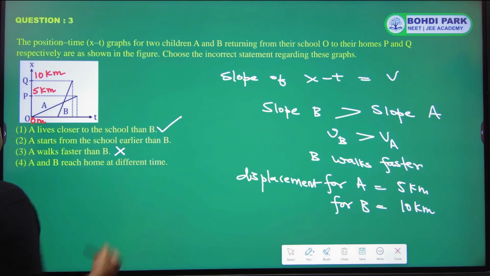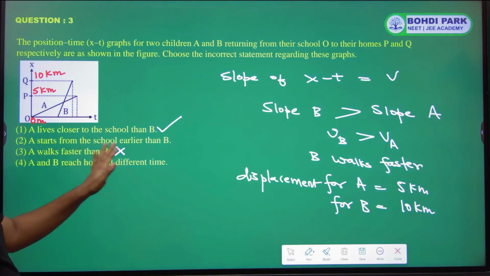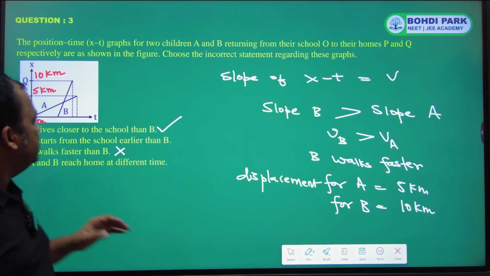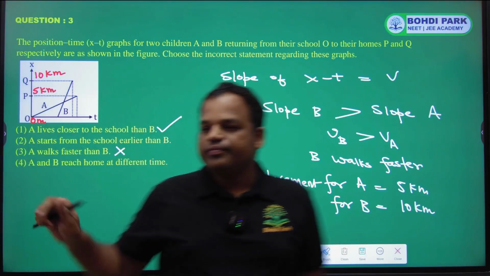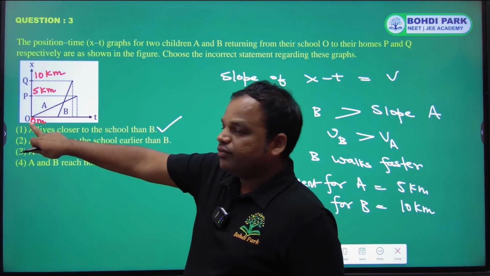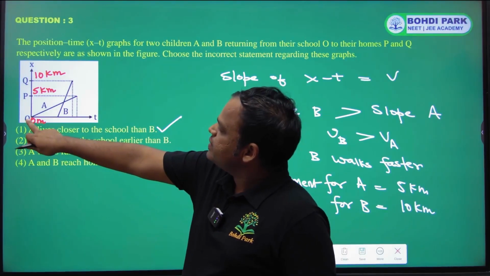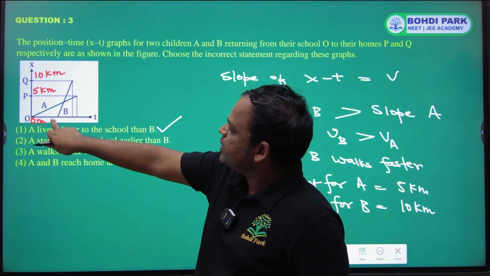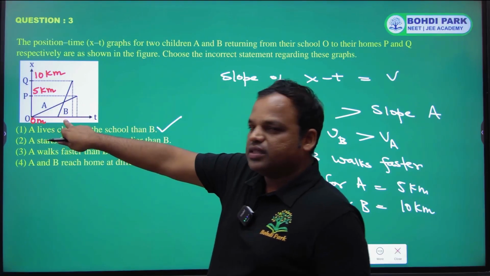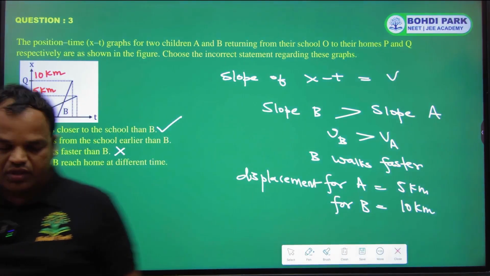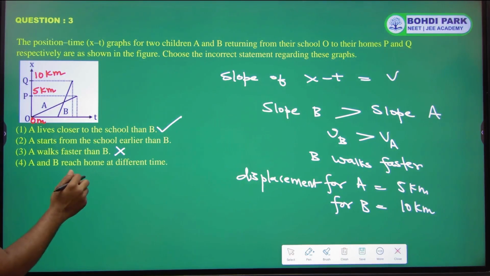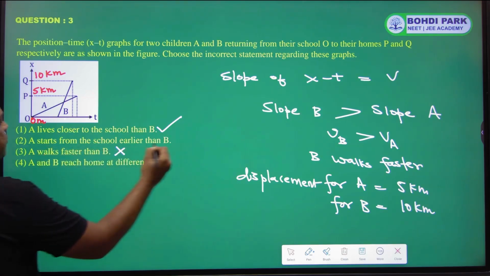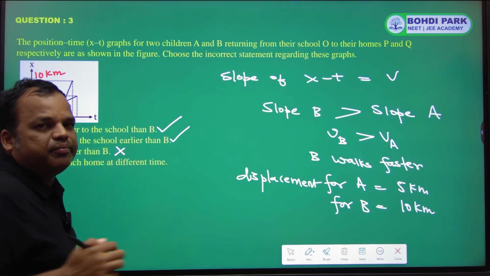A starts from the school earlier than B. Whose motion started earlier? As you can observe, at t equal to 0 the graph of A started, and after some time the graph of B started. So A starts from the school earlier than B. That is correct.